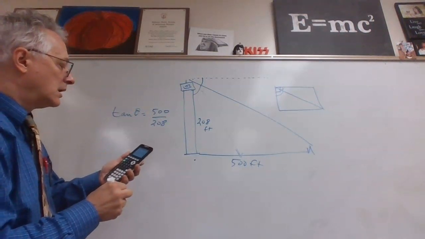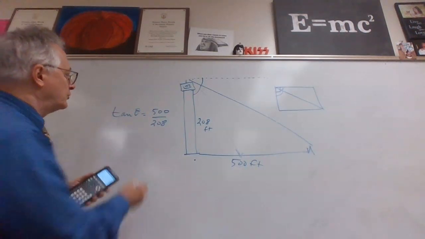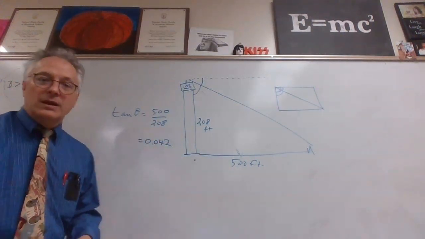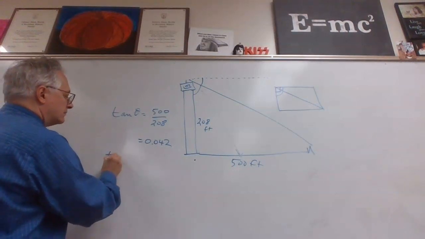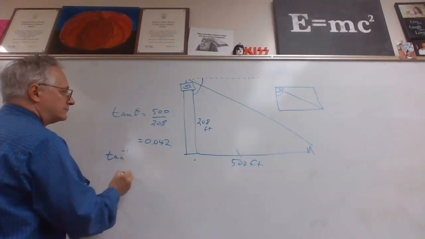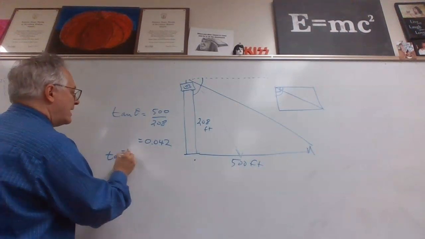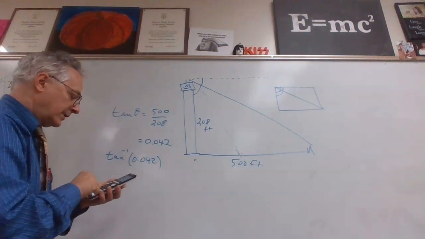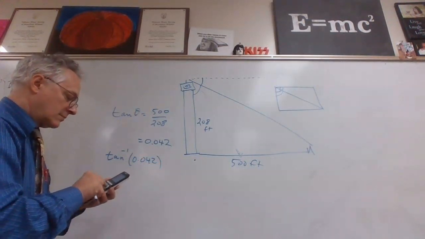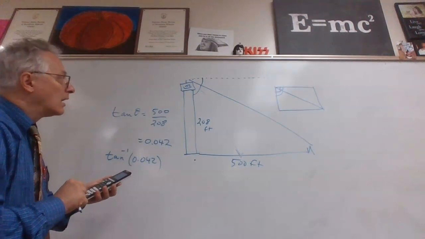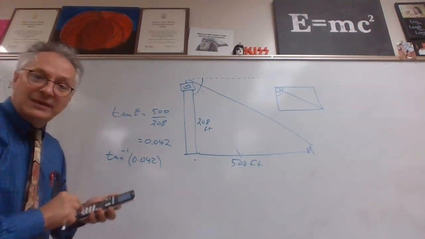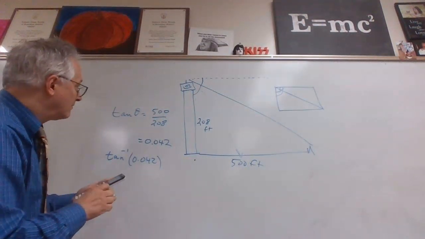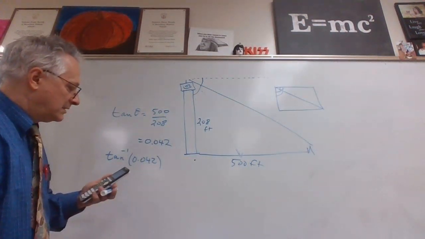0.042. Okay. Now I'm going to do the inverse tangent, put that number in, and I'm going to come back out with an angle. So inverse tangent, and that can't make sense. Wait, hang on, something goofy's here. Let me double check everything.